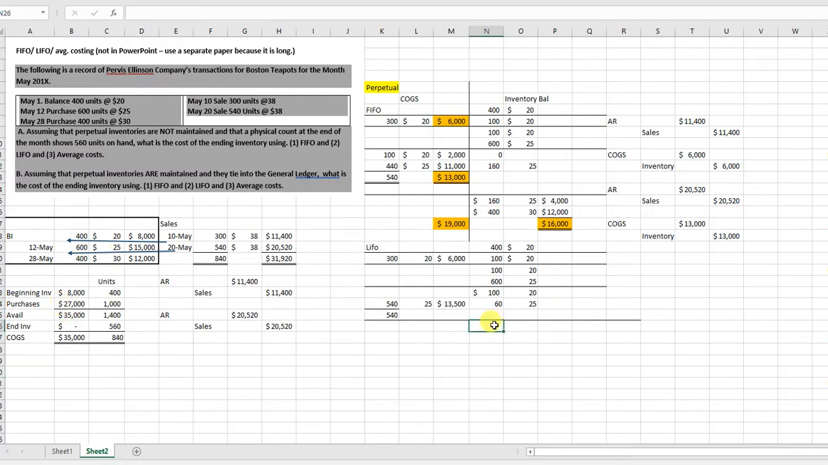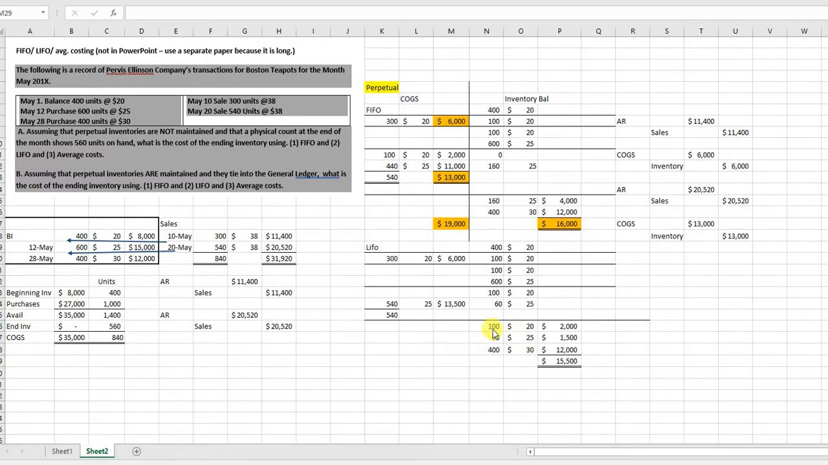So now I have 3 inventory layers. I have my 100 at 20. And I still have my 60 at 25. And I bought an additional 400 at 30. Okay, and now I'm going to multiply them across. Okay, so now I have 3 layers to end it with.